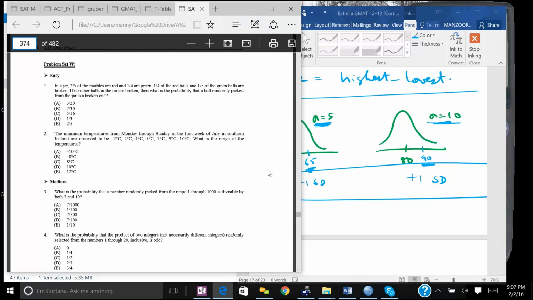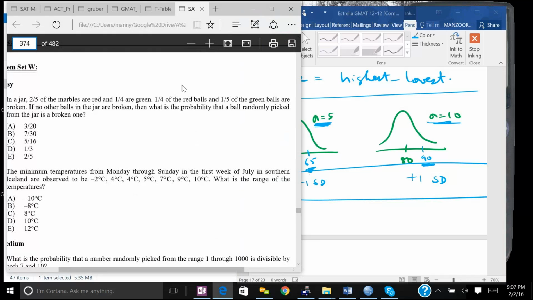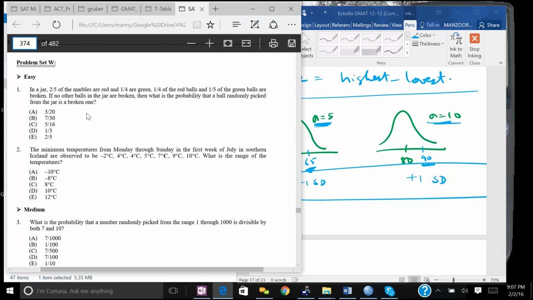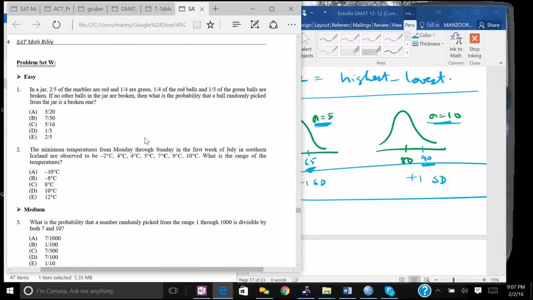Okay? Now let's do some probability questions together. Do you know how to do question number 1? 2/5 of the marbles are red. And 1/4 are green. 1/4 of the red balls are broken. And 1/5 of the green are broken.